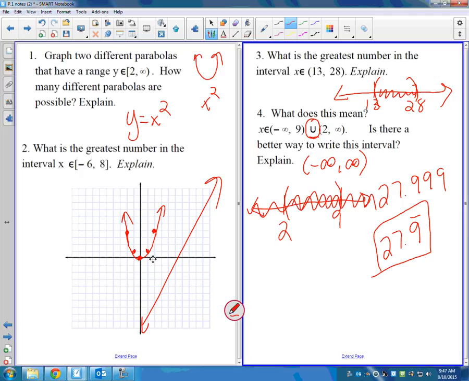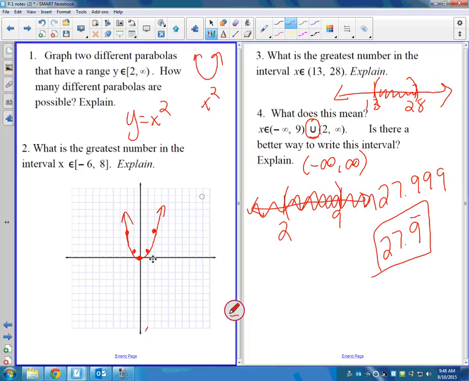But on a parabola, the range is not all real numbers because the arrows go in the same direction. So you want to ask yourself, what is the lowest or the highest y value, and is it going up forever or is it going down forever? So going back now, what is the range of this?